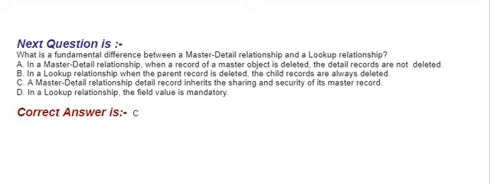Next question is, what is a fundamental difference between a master-detail relationship and a lookup relationship? Option A, in a master-detail relationship, when a record of a master object is deleted, the detail records are not deleted. Option B, in a lookup relationship, when the parent record is deleted, the child records are always deleted. Option C, in a master-detail relationship, the detail record inherits the sharing and security of its master record. Option D, in a lookup relationship, the field value is mandatory. Correct answer is option C.